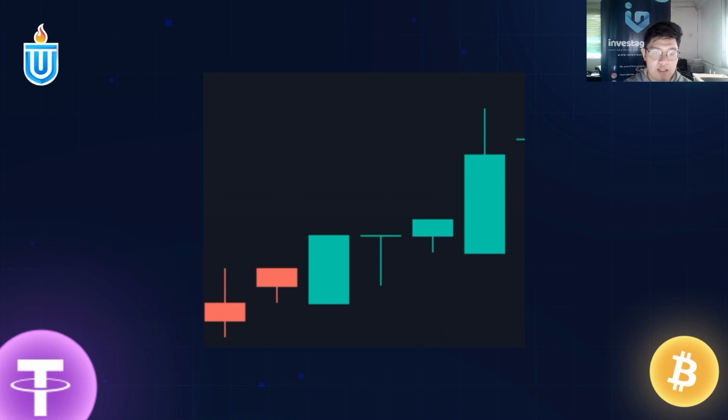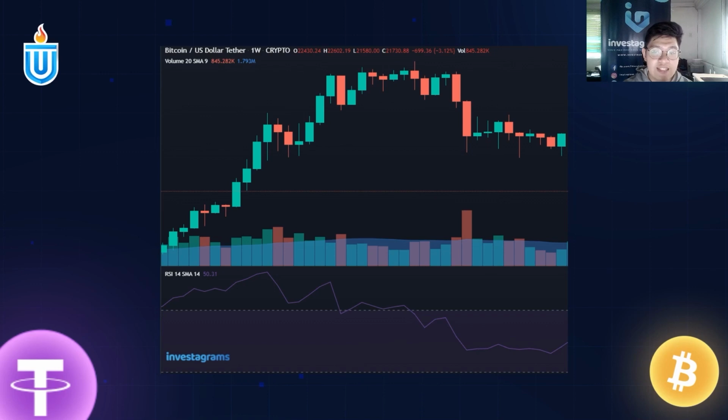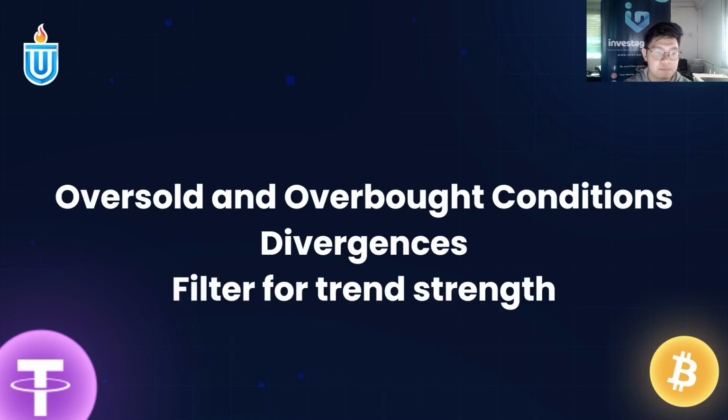So the context of this is that in a strong uptrend, you'd expect positive days to have bigger gains in comparison to the losses. But if the green candles start to become shorter and red candles are becoming bigger, it shows that buyers are starting to become weaker and sellers are starting to take control.